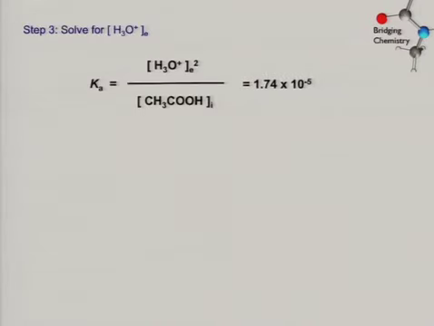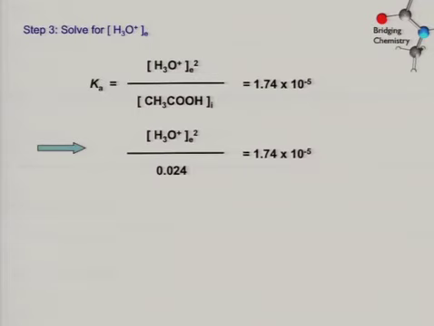And so, here it is again. Step 3 is to solve for the concentration of H3O+. Now we just stick in the number on the bottom. So it's going to be the concentration of H3O+ squared divided by 0.024 equals 1.74 times 10 to the negative 5.